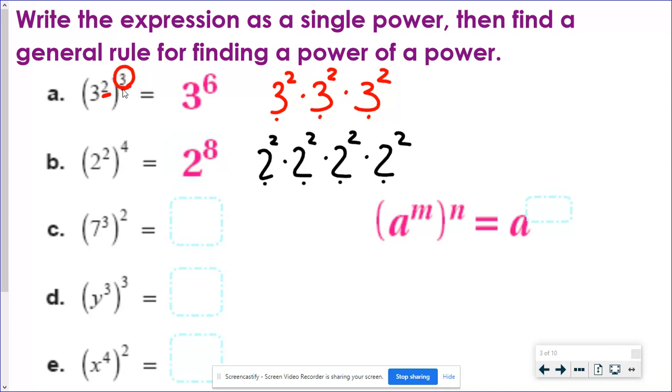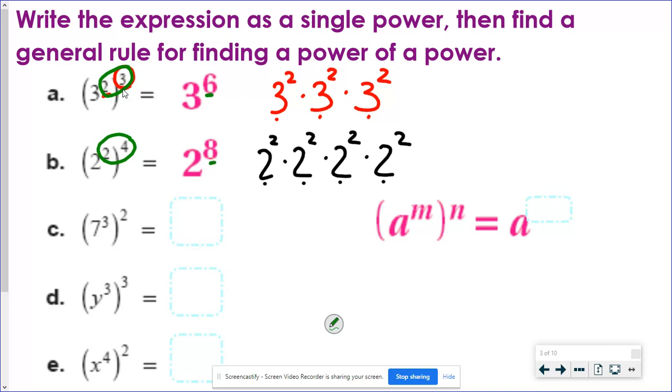Now, I'm hoping that you're seeing the pattern here, but when we have a power raised to another power, an exponent with another exponent on the outside, we are going to multiply these exponents. Look at what happened here. 2 times 3, that's what gave us this 6. 2 times 4, that's what gave us this 8.